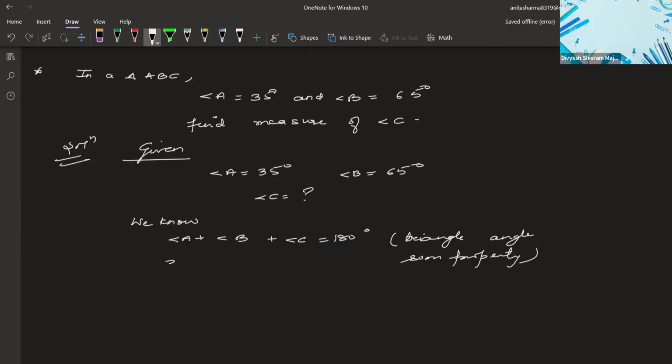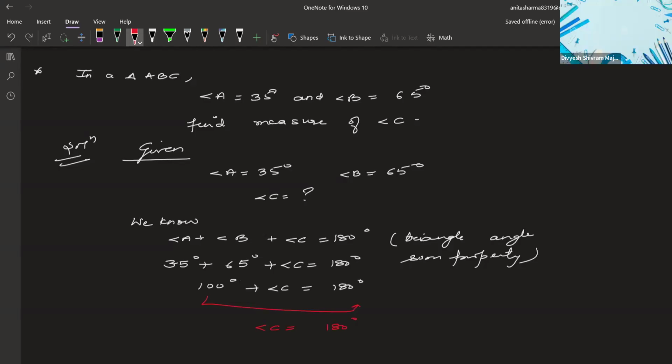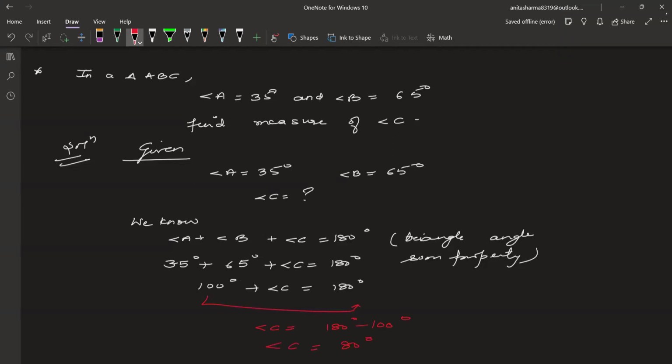Okay, now put the value of A as 35 and B as 65. Now angle C is equal to 180 minus. So now add 35 and 65. It will be 100. Yes, ma'am. Now we have to find angle C, so you will transpose the 100 to the right hand side. So angle C will be equal to 180 minus 100, so angle C is 80 degrees. So this is your answer, and your answer should be written within the box only. Okay, children?